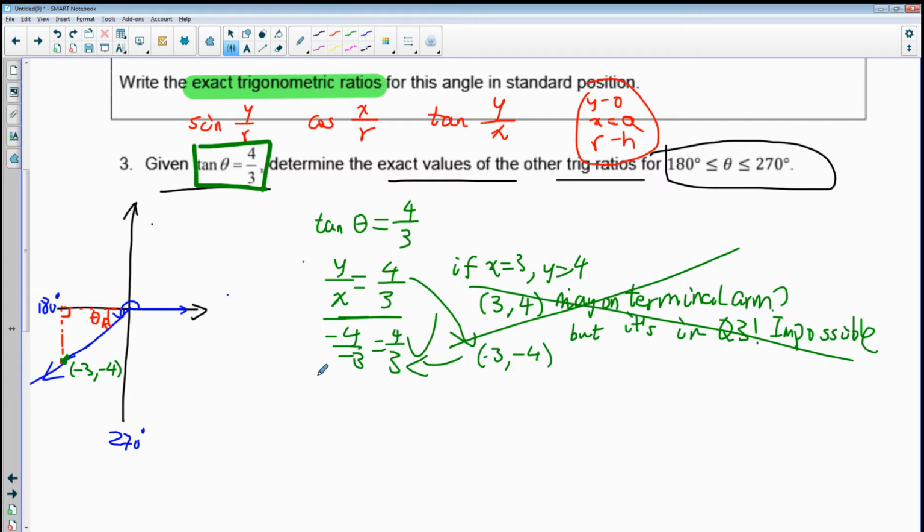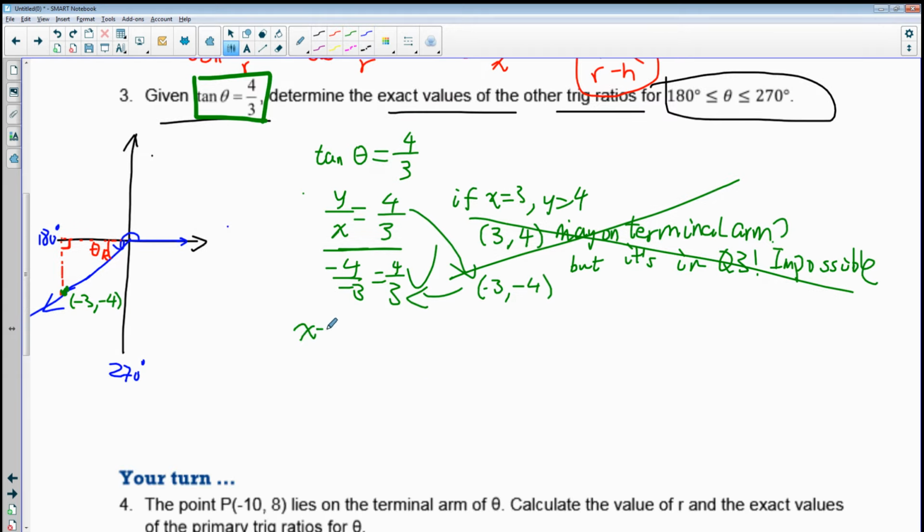Then we know, of course, x is -3, y is -4. For r, we can use our same formula again to calculate Pythagorean: -3 squared plus -4 squared. Just because I already did this beforehand and memorized the special ratio of 3, 4, 5, r is equal to 5.